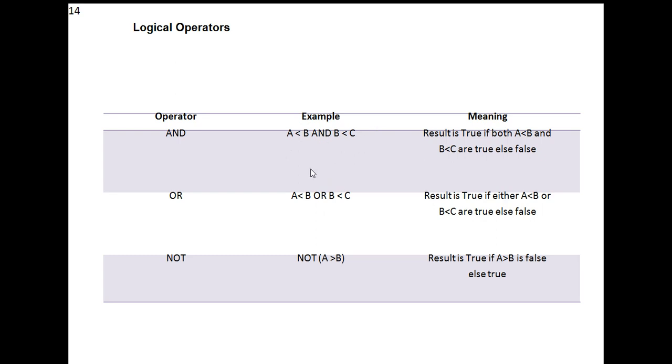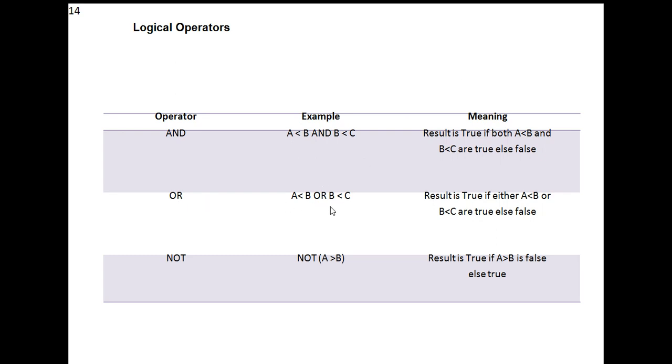So we can use A and B, alphabetic A, N, D, for the purpose of the AND operator. The meaning of it is the result is true if both a less than b and b less than c are true, else false. So if both a less than b and b less than c are true, then only the result of this AND operation will be true.